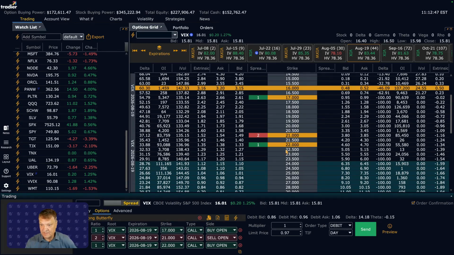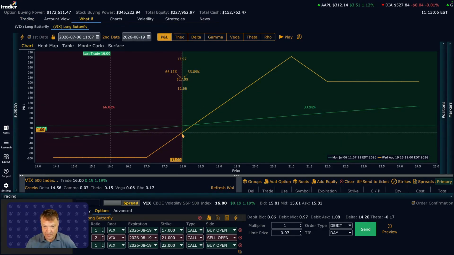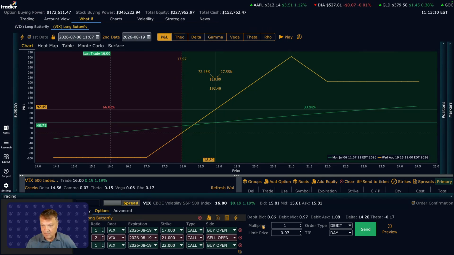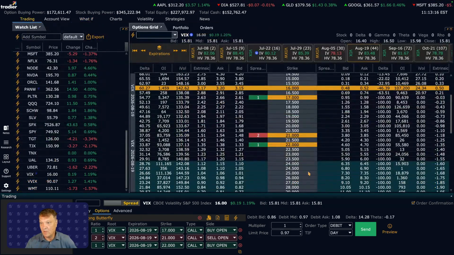We're putting on this butterfly, centered around 16, going out to 21 in this instance. If we end up anywhere above 17 plus 1, $18 on this trade, we're fine. It's where our break even is at, this plus this net debit. And that is also shown in the what if calculator. It should be right about here. That's where we cross the zero line, right at that 18 level. And it's still hanging out around 97, very liquid underlying. I like this trade heading into August.